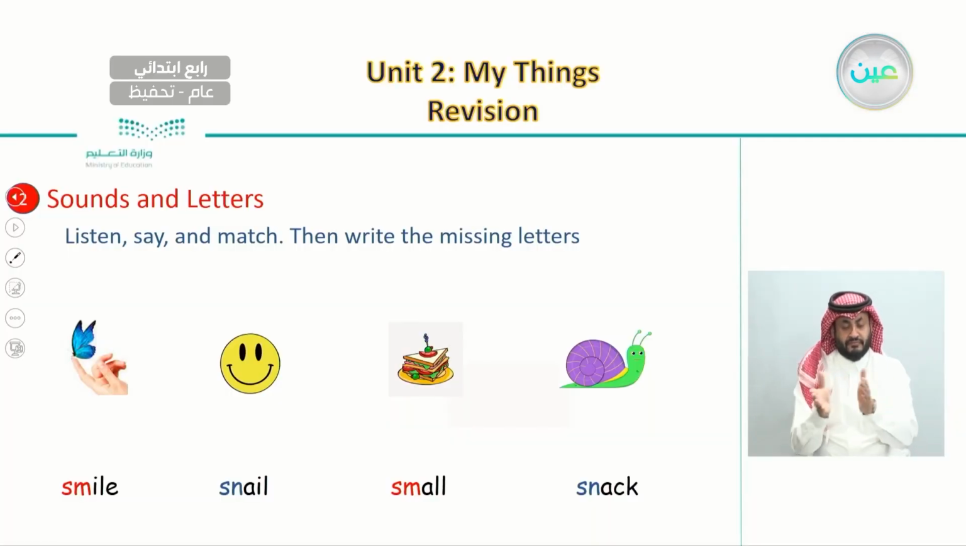And after this, the second exercise we have was called Sounds and Letters, where we listened, said, and matched these words. So here, for example, we have 4 different words that we listened to, and after we listened, we matched them with each of these pictures. So let's now listen to them one more time and try to match them with the pictures.